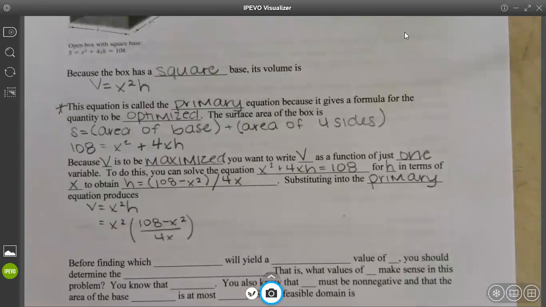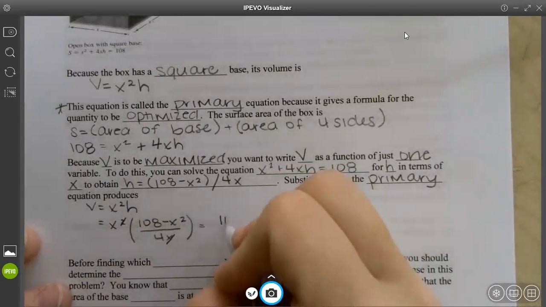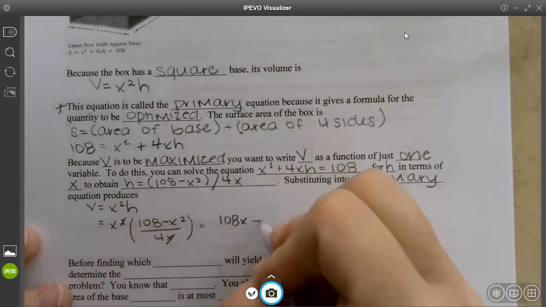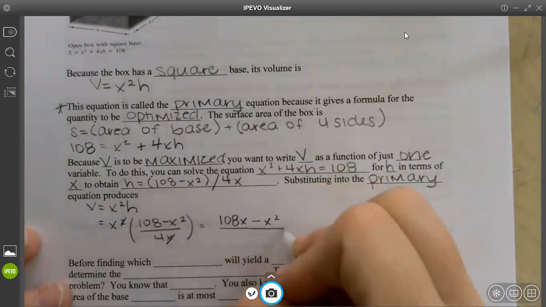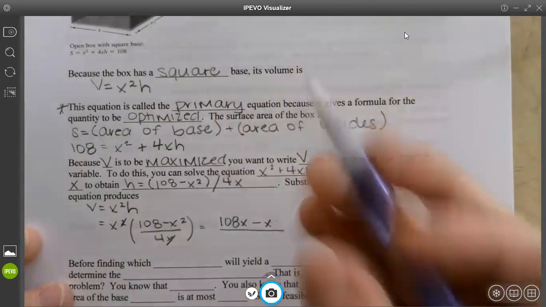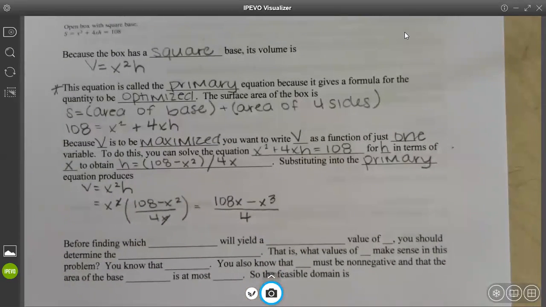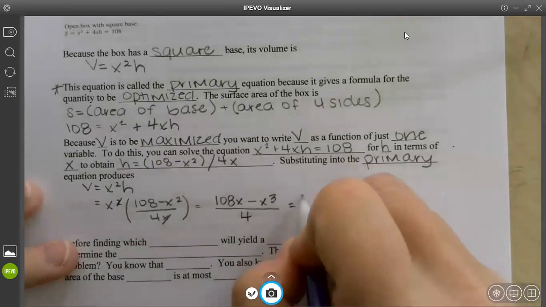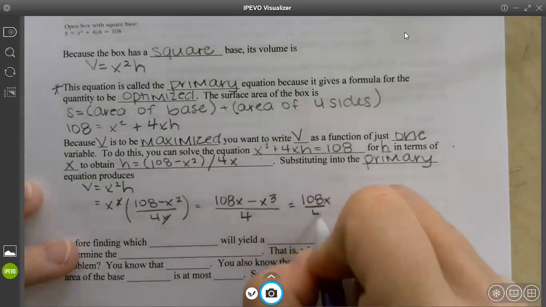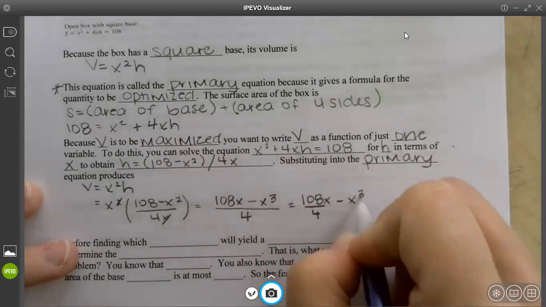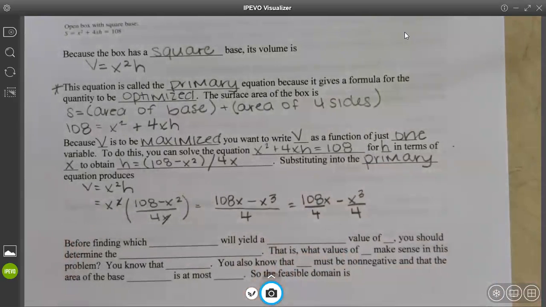What can I do? I'm just going to simplify it. Okay, so I can take an x there. I'm going to go ahead and distribute that x in. So I get 108x minus x squared, sorry, x cubed over 4. And then all they do is separate it out. So they do 108x over 4 minus x to the third over 4.